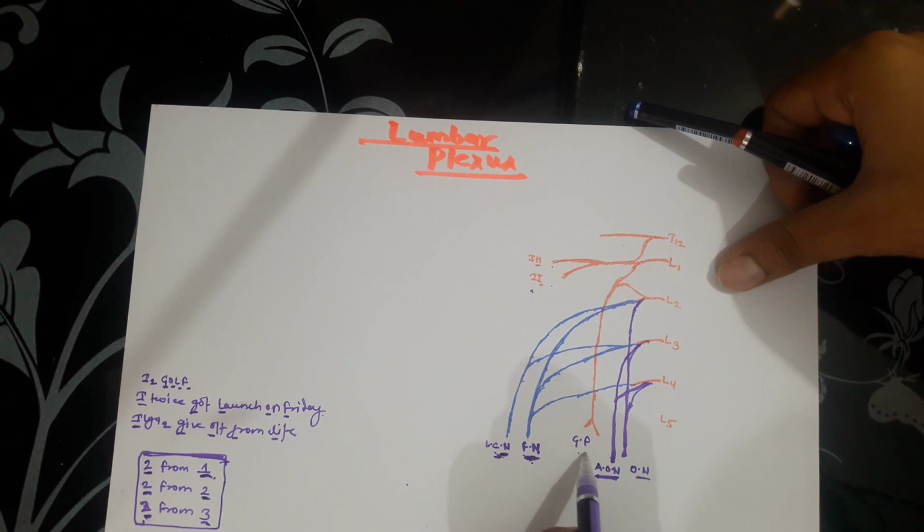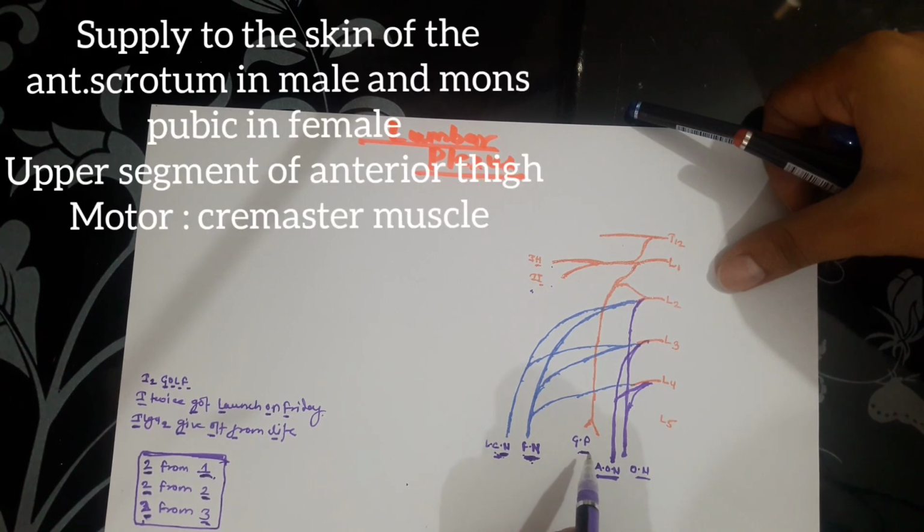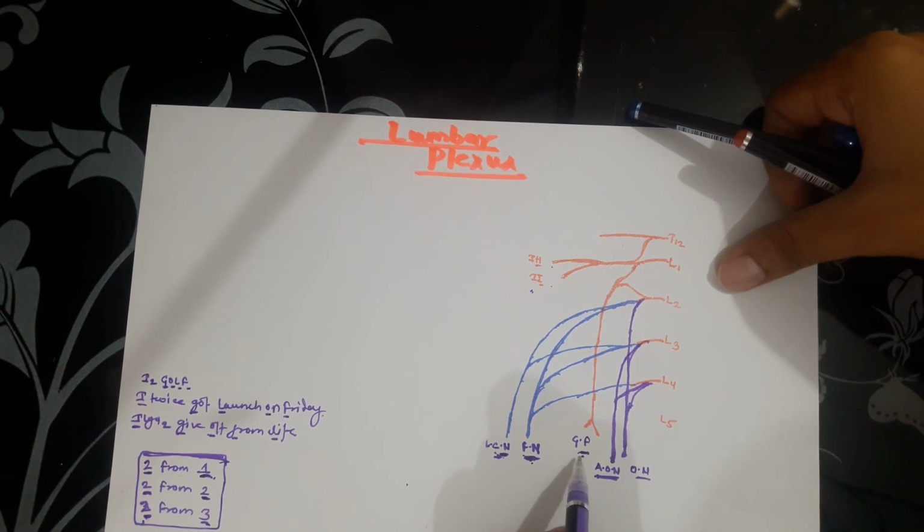And then we will talk about the genitofemoral nerve. The genitofemoral nerve generally supplies the skin of the anterior scrotum in males and the mons pubis in females, and then the motor nerve supplies the cremasteric muscle. It also supplies the upper segment of the anterior aspect of the thigh in both male and female.